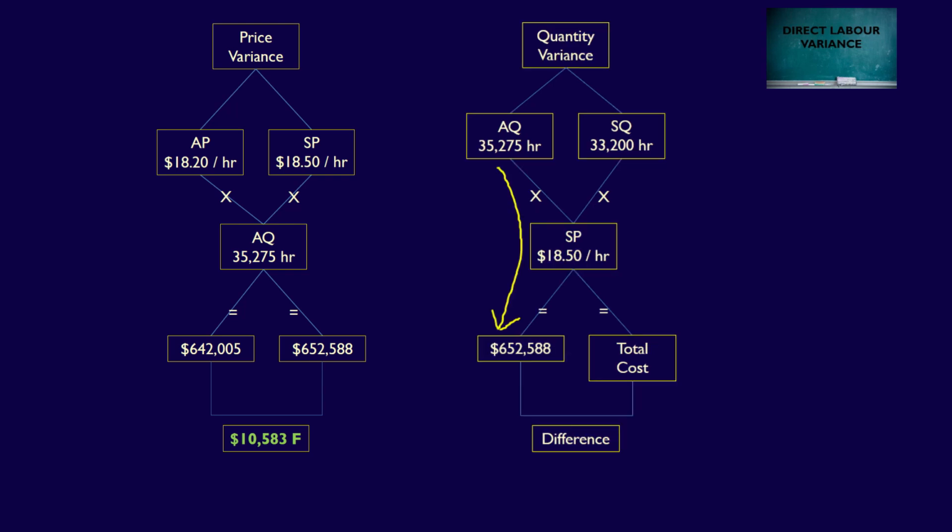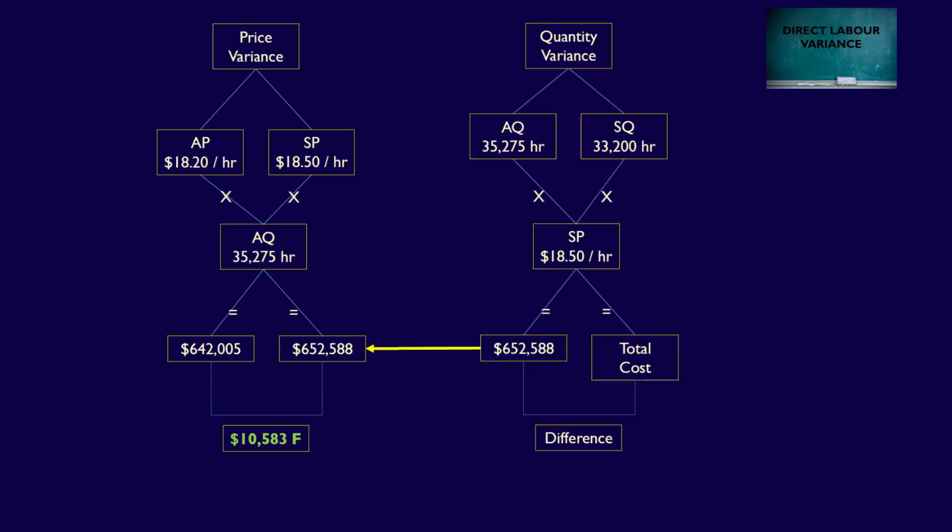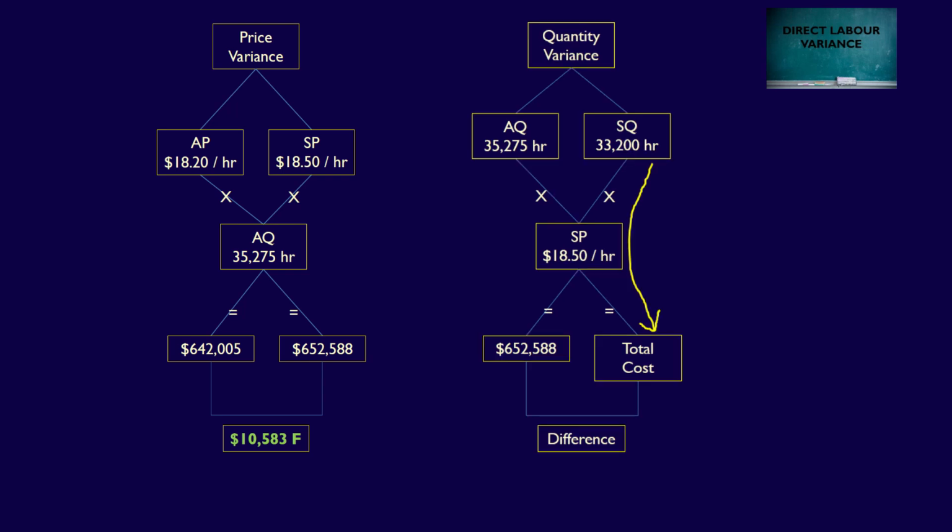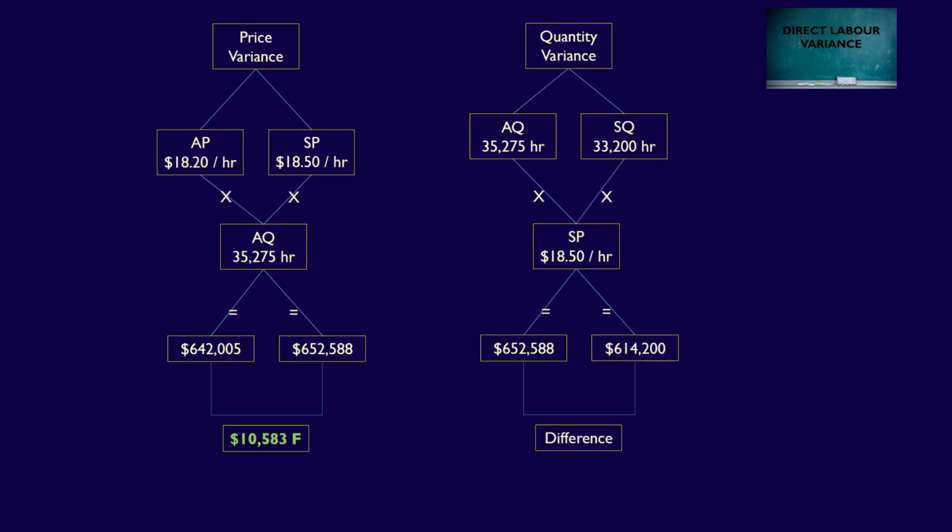Looking at the left side, actual quantity of 35,275 hours multiplied by $18.50 per hour, standard price, is equal to $652,588, rounded to the nearest dollar. It's no surprise that this amount is exactly the same for the price variance as it is for the quantity variance. It always should be. Now, looking at the right side of the flowchart, standard quantity of 33,200 hours multiplied by the standard price of $18.50 per hour is equal to $614,200, which is the total cost at the standard price for direct labor hours.